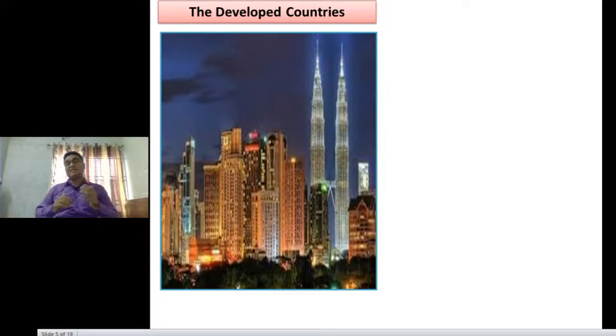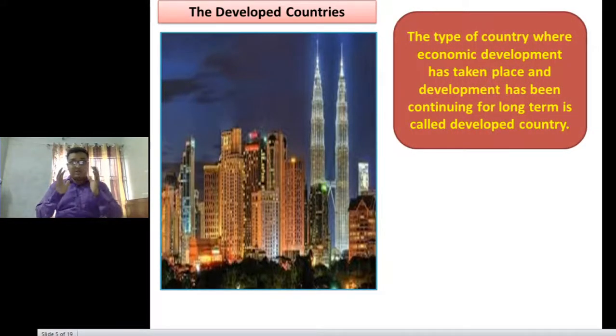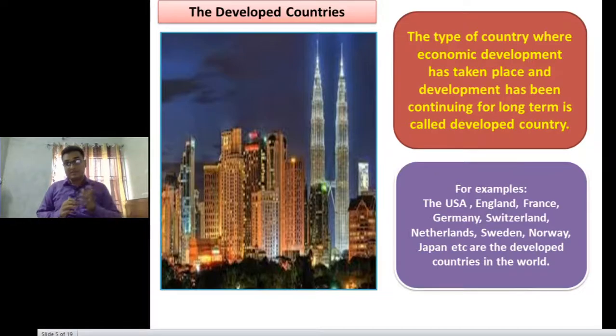Basically, developed countries are such type of countries where we can see economic development has taken place and development work has been continuing for a long period of time. Dear students, now I am going to show you the definition of developed countries. So this is the definition. The type of country where economic development has taken place and the development work has been continuing for long term is called a developed country. For example, we can see the USA, England, France, Germany, Switzerland, Netherlands, Sweden, Norway, Japan, etc. are the developed countries in the world.